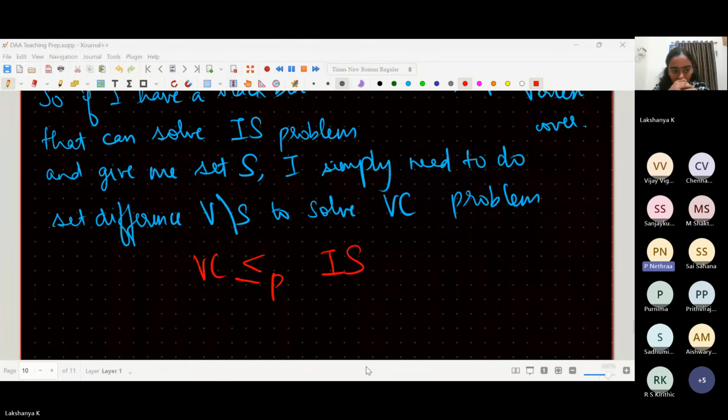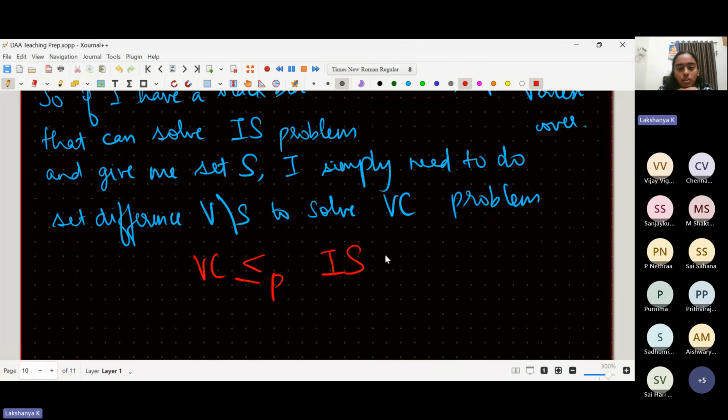So we get an independent set S, and if we remove S from V, the set difference, what we get is the vertex cover. Yes, exactly. How so? I'm not able to visualize how, if you subtract, this is what it becomes.